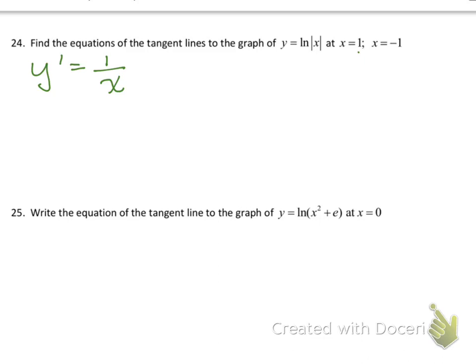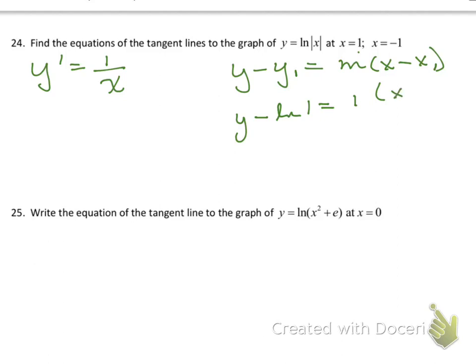So now what I'm going to do is remember that I have to say y minus y1 equals m times x minus x1. Okay, those are my equations of tangent lines. So the first one is going to be y minus natural log of 1 equals, what's the slope? The slope will be 1 over x minus 1. Okay, that's your first equation.